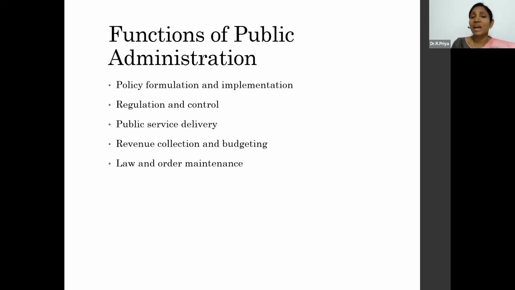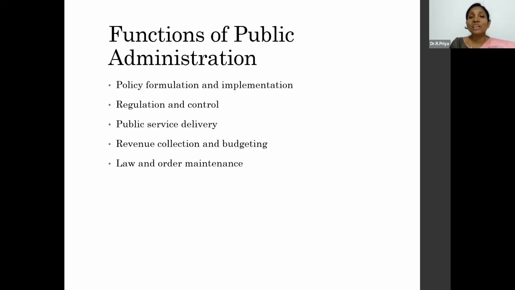We say FSSAI. That is the Food Safety and Standards Authority, right? So it is helpful to improve quality as well as to maintain the hygiene of restaurants as well as packaged food. Another one is service delivery. It is providing essential public services, such as healthcare, even the education sector, even infrastructure sectors, even healthcare hospitals, to provide effective services.